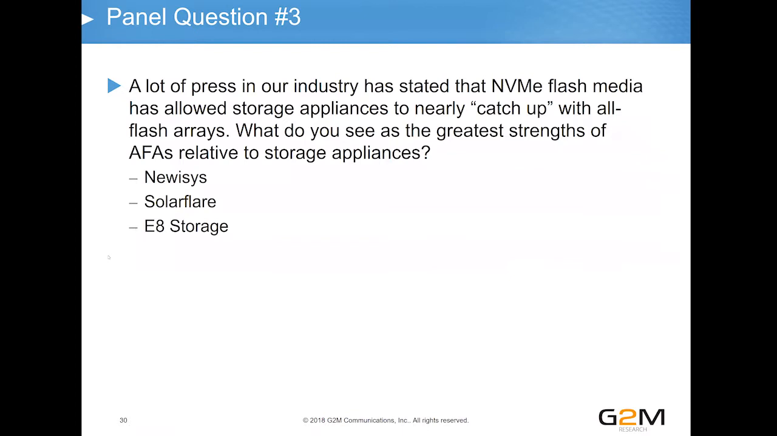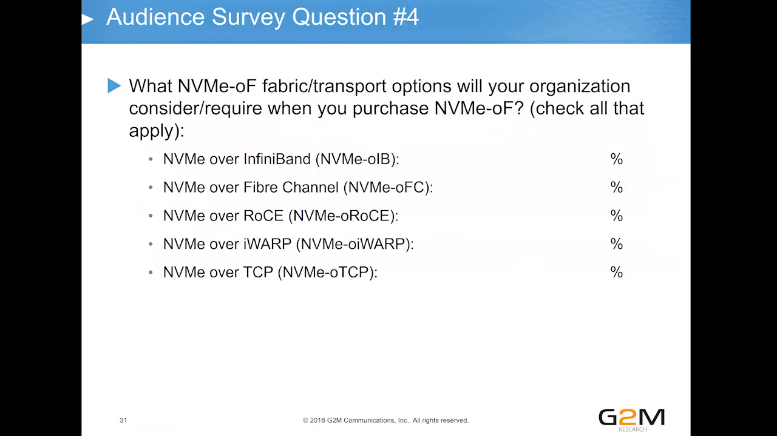And with that, let's go ahead and launch the last poll question, then we'll go into the Q&A right after that. So the poll question is, what NVMe over Fabric transport options will your organization consider or require when purchasing NVMe over Fabric all-flash arrays? And you can check all that apply. Go ahead. Polling's open.